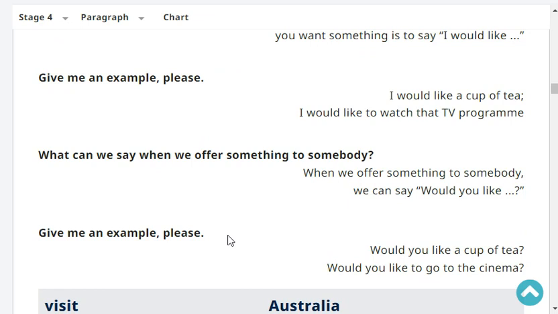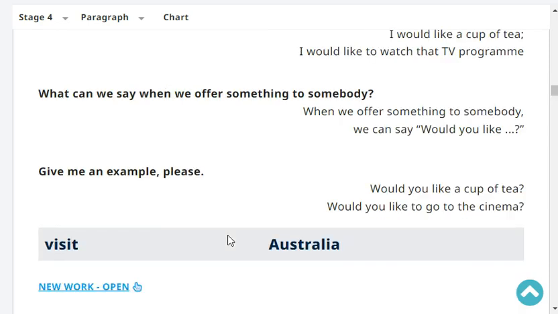What can we say when we offer something to somebody? When we offer something to somebody, we can say, would you like? Give me an example, please. Would you like a cup of tea? Would you like to go to the cinema?